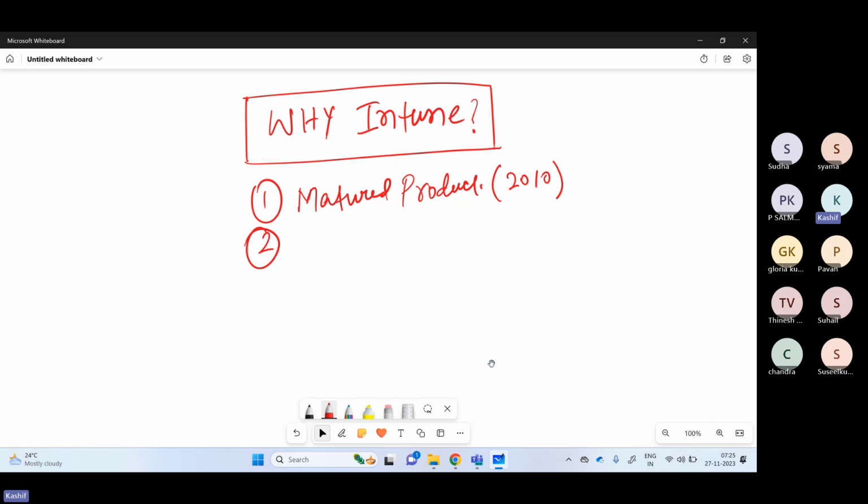It's a matured product, so almost all big and medium size companies have implemented it. Wherever you go, you will find Intune, whether you are in India, the US, Canada, Australia, or the Gulf countries. You will see Intune implemented in big and medium size companies. That's the reason we have good vacancies and good salary. So Intune has good vacancies.